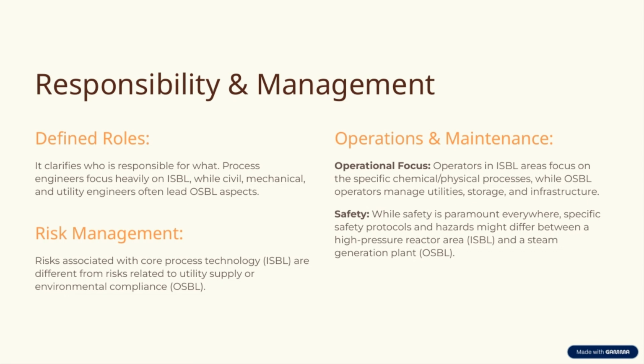Let's take a closer look at responsibility and management in our process plant. First, defining roles is crucial because it clarifies who is responsible for what. Typically, process engineers focus heavily on the ISBL, which is the core process area. Meanwhile, civil, mechanical, and utility engineers often take the lead on OSBL. Those are the external support systems like utilities and infrastructure.